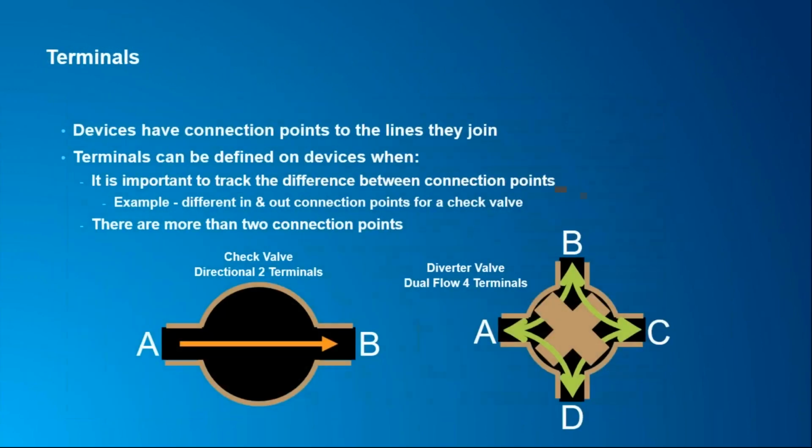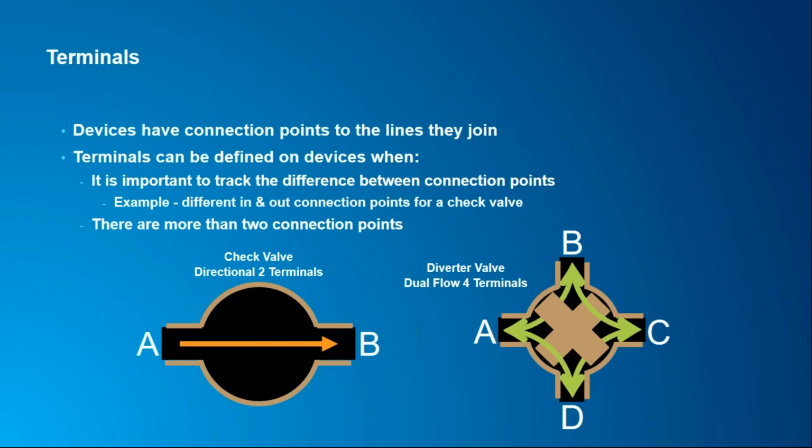Now, what are these properties you can define? There are some very important ones, such as terminals. Terminals allow you to provide connection points to a device. So you don't have to just connect a line to a point. You actually can connect a line to a point at a particular terminal.